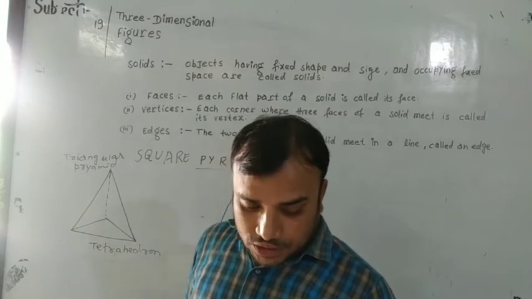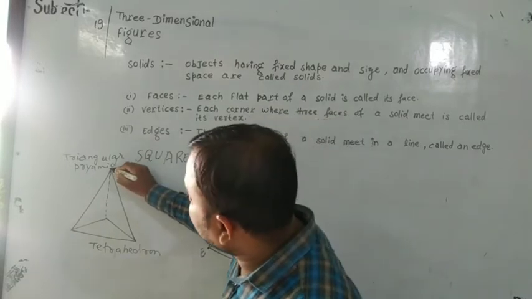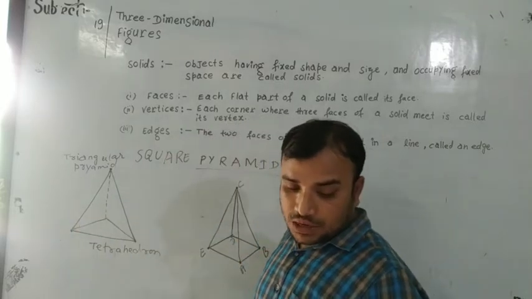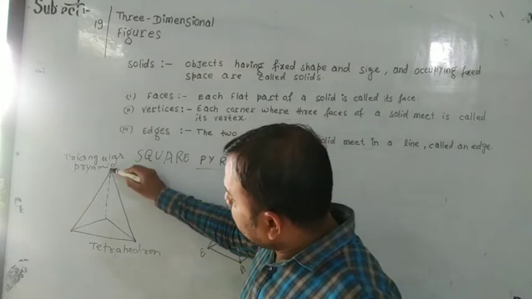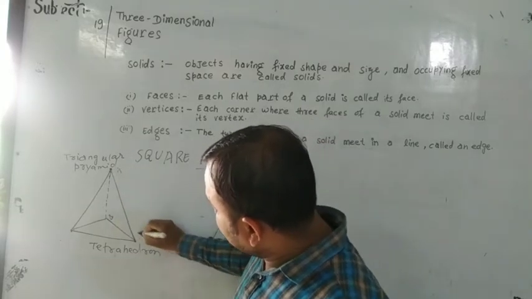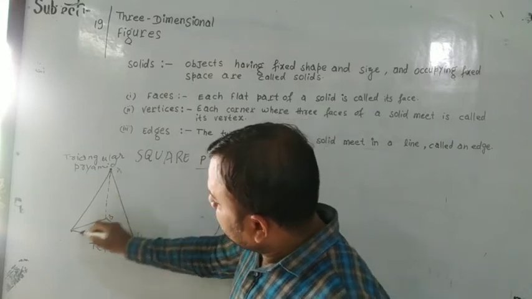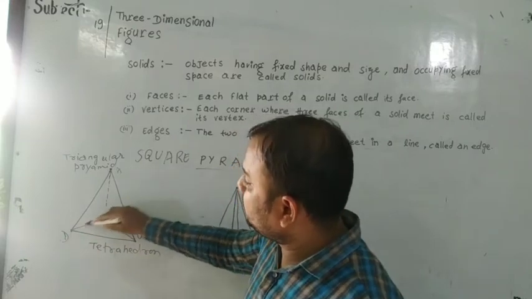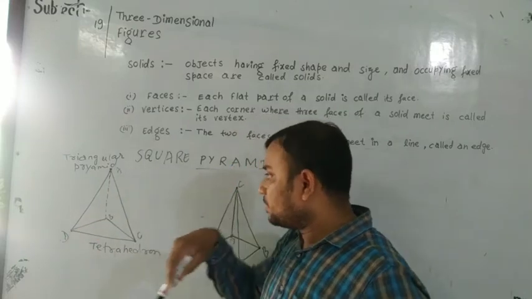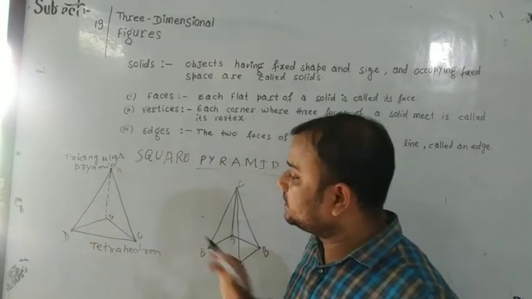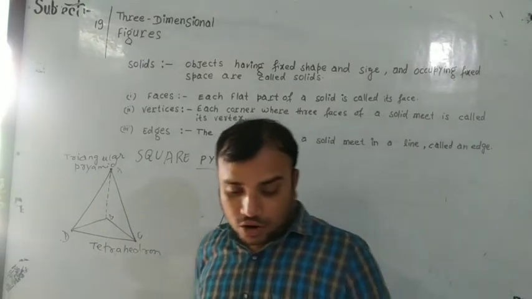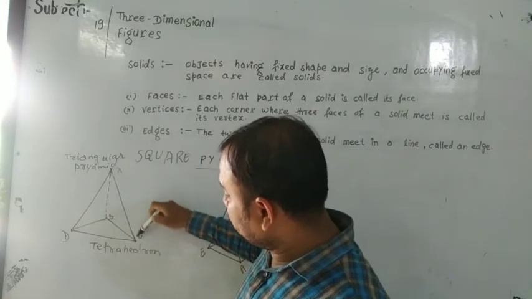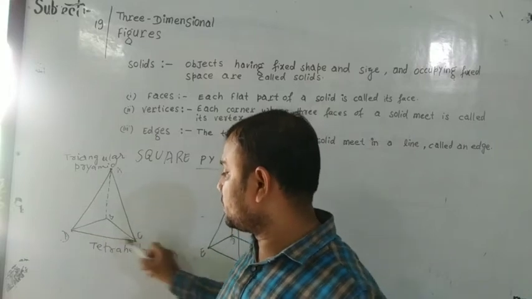Now, dear student, there are 4 vertices: 1, 2, 3, and 4. There are 4 vertices and 4 triangular faces. A, B, C is a face, B, C, D is another face, A, B, D is another face, and A, C, D is also a face. There are 4 faces of the pyramid and 6 edges: 1, 2, 3, 4, 5 and 6.